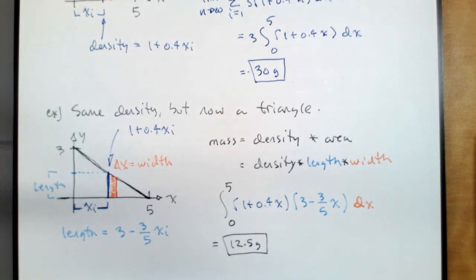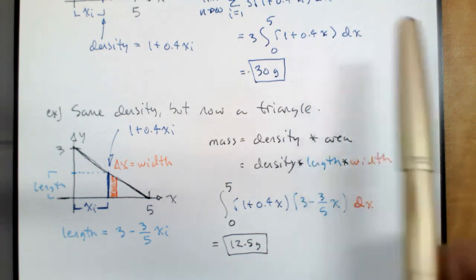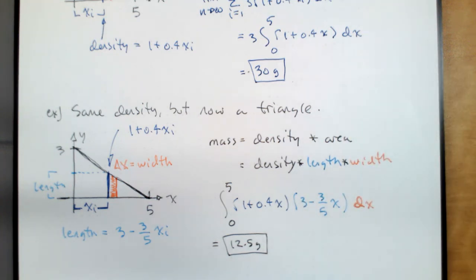But if we look at where most of the area for this triangle is, we've got more light stuff than there is heavy stuff. It's less dense close to the y-axis. Density down here is 1. Density up here is 1 plus 0.4 times 5, so 3. So the density is higher at this end, but there's less material. And so it makes sense that we would have less than half the mass of the rectangle.